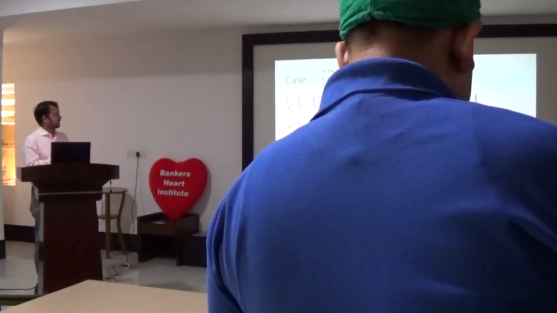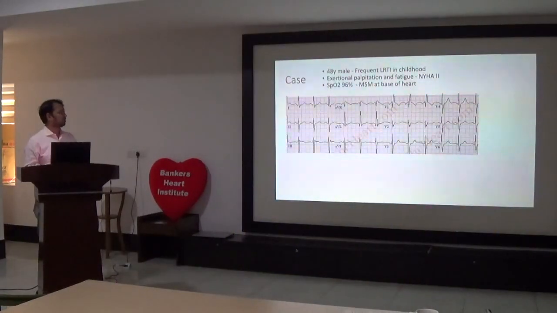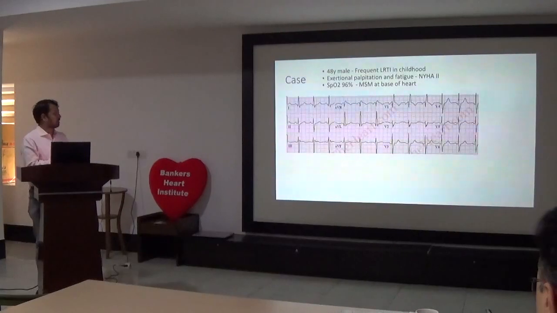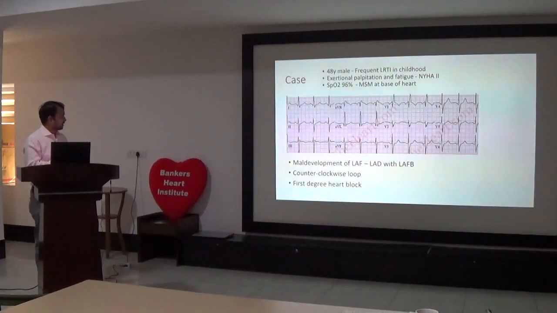So this is the second case. A 40-year-old male with frequent LRTIs in childhood, exertional palpitation and fatigue. SpO2 96, that is acyanotic, and a mid-systolic murmur at the base of the heart, and this is the ECG. What we can see in this ECG is left axis deviation with left anterior fascicular block.